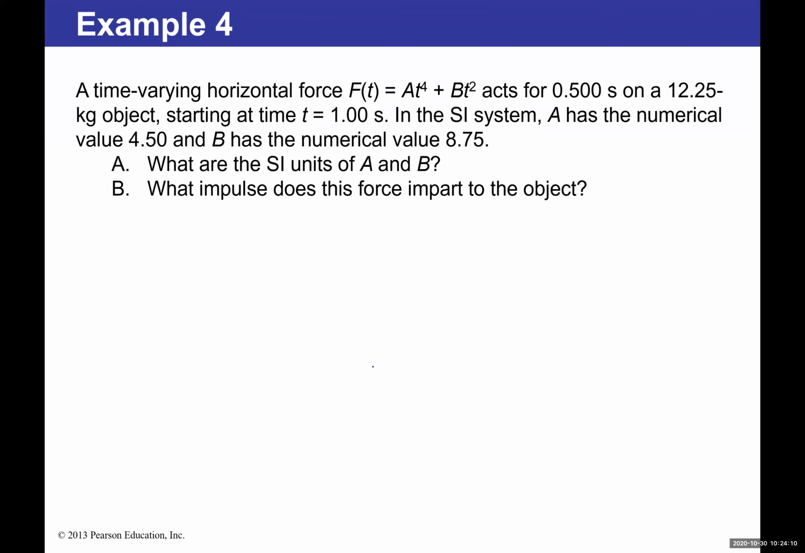All right, so here's another example. We have a time varying force this time. F of t equals a t to the 4 plus b t squared, and it acts for 0.5 seconds on a 12.25 kilogram object.